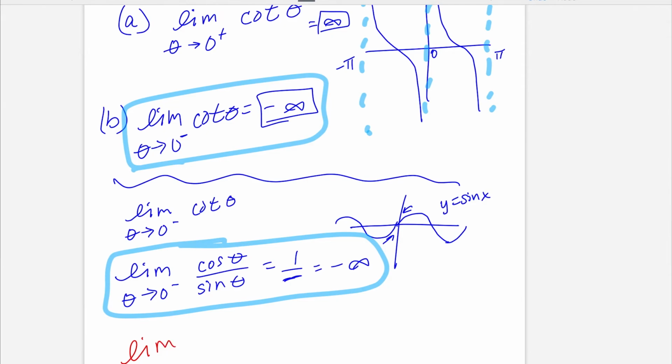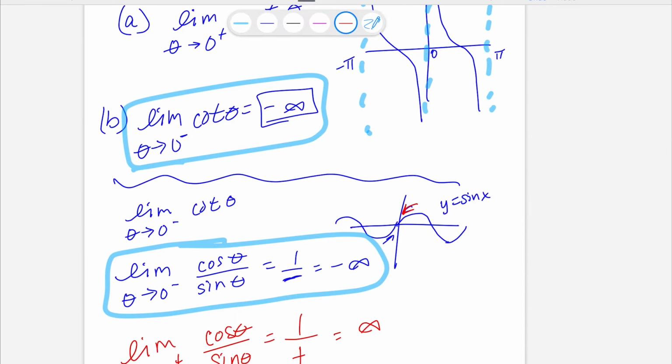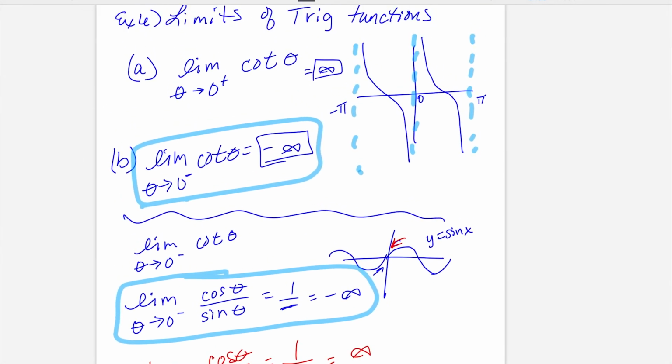What if I have the limit as theta approaches 0 from the right of cosine over sine? Again, I know the numerator is 1, but if I'm approaching from the right, I'm up here at the positive, above that x-axis. So then I have positive infinity, and I have this plus sign right here. So I have this with this, right?